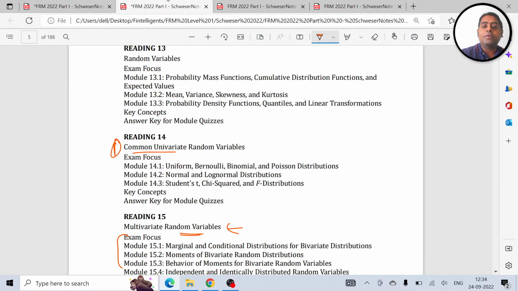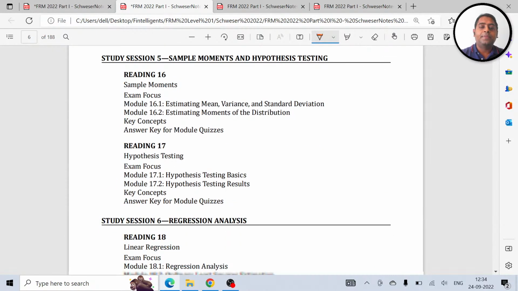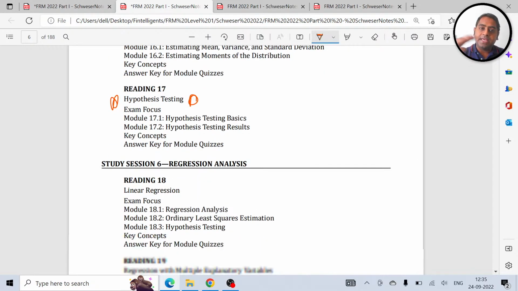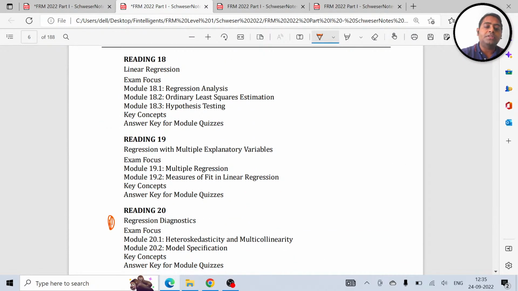This common univariate chapter is important. I've released one more video on important chapters. I've not explicitly highlighted this chapter, but when you look at the overall book, it is slightly important, so you can focus on it. Then hypothesis testing is very important because this is the base of the next two chapters, and regression diagnostics is very important.